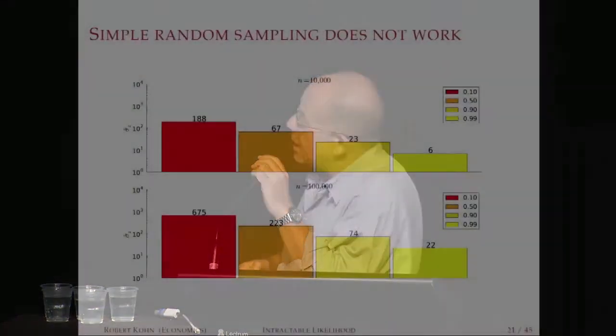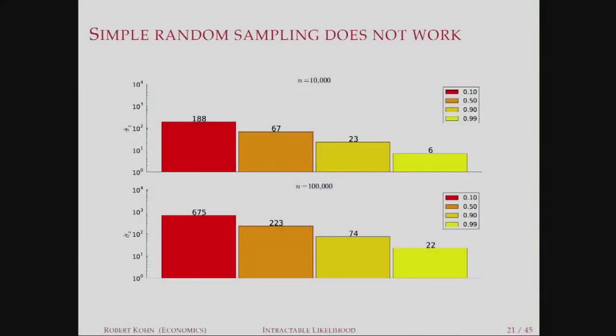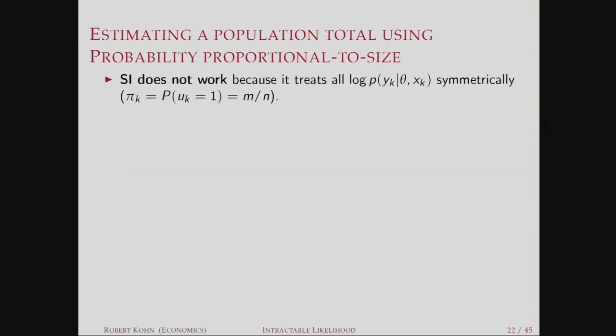So what I said was that simple random sampling just doesn't work, and I'll show you why. If you look at the lower panel, I've got n equals 100,000 observations of people. Even when I sample 99% of the observations, my standard deviation is still 22. That's with simple random sampling. Of course, that's not the case with something more sophisticated. So that's simple independent random sampling. It just doesn't work.